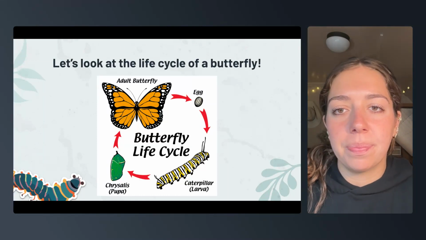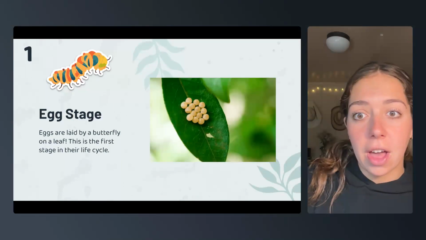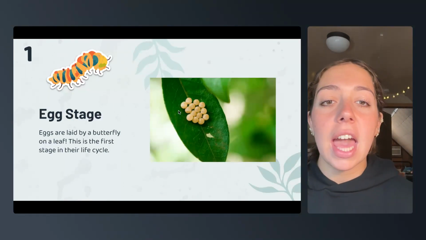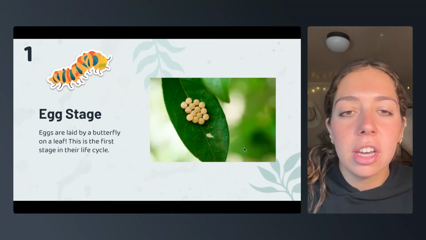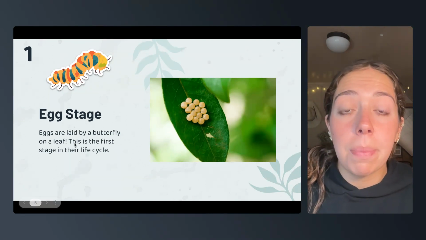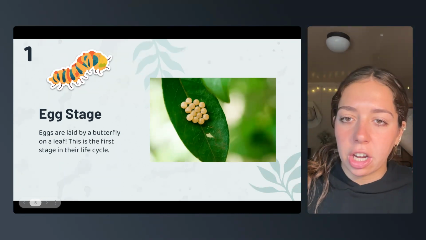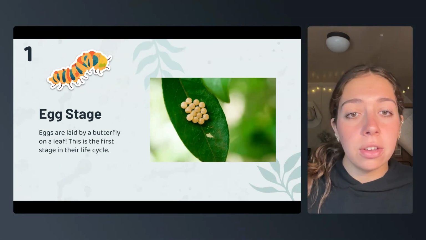So let's get started. The first stage that a caterpillar or a butterfly has in their life cycle is the egg stage. So you can see here that the little eggs are laid on a leaf. They are laid by an adult butterfly. I want you to remember that because that will be important later. This is the first stage in their life cycle.